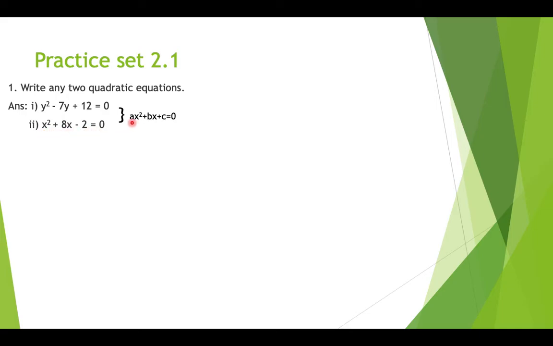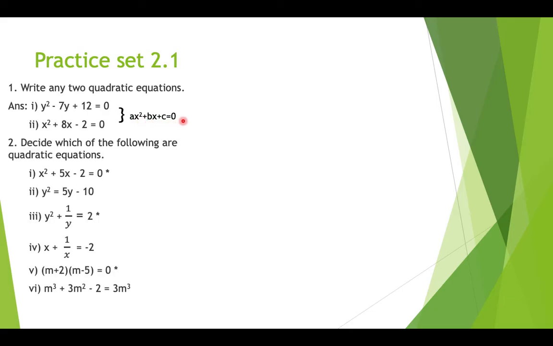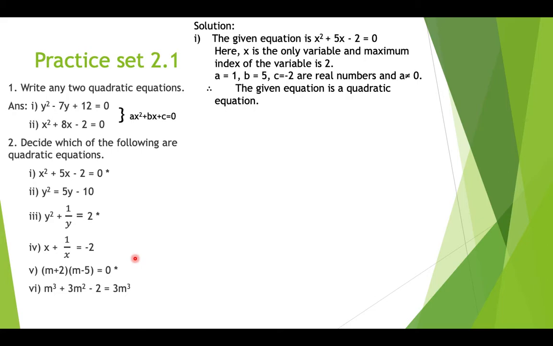So you can see over here we are using the standard form as ax square plus bx plus c is equal to 0. Now in the second question in the textbook, it is asked to decide which of the following are quadratic equations. In this I am just going to solve the first, third and the fifth. The rest of them are similar to each other, so you can try it at home. The first example is the given equation x square plus 5x minus 2 is equal to 0.